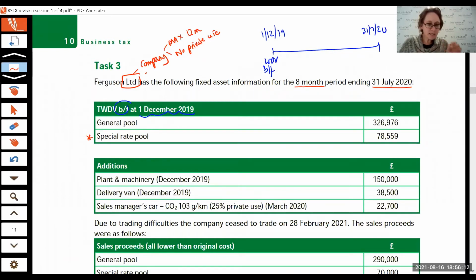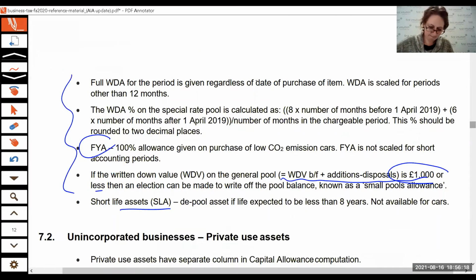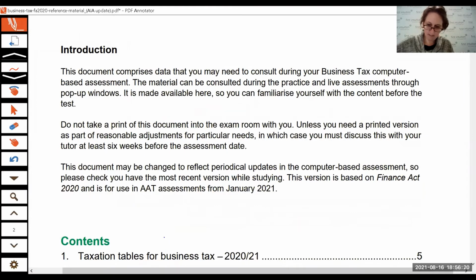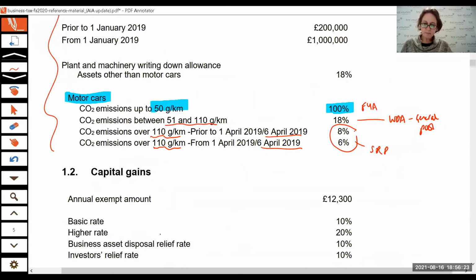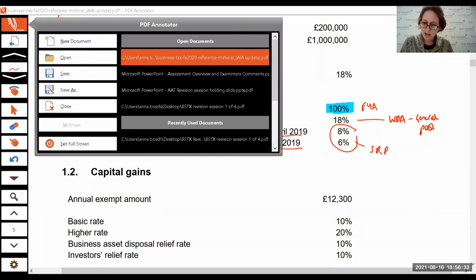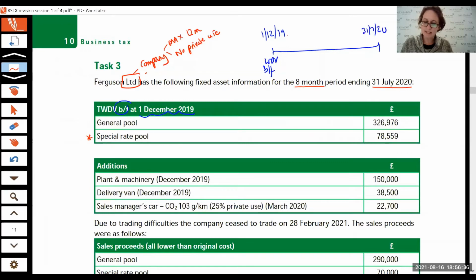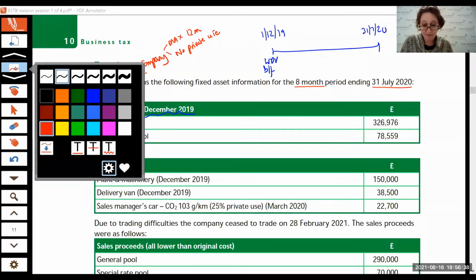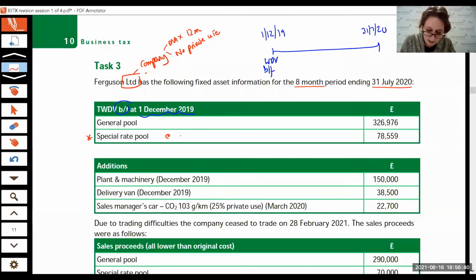Okay. So in terms of the special rate pool, can I just take you back to the reference material? And it said, if we're dealing with a period from 1st of April 19 onwards, the rate is 6%. When I look at my timeline, I'm dealing with this period from December 19 onwards. So that is definitely after April. So I'm looking at a special rate pool at 6%.